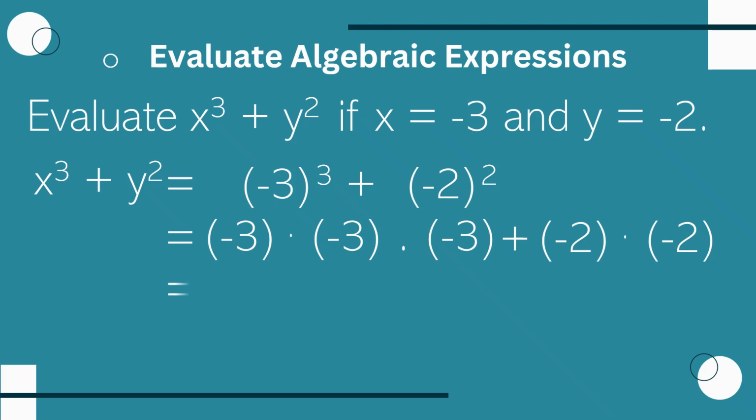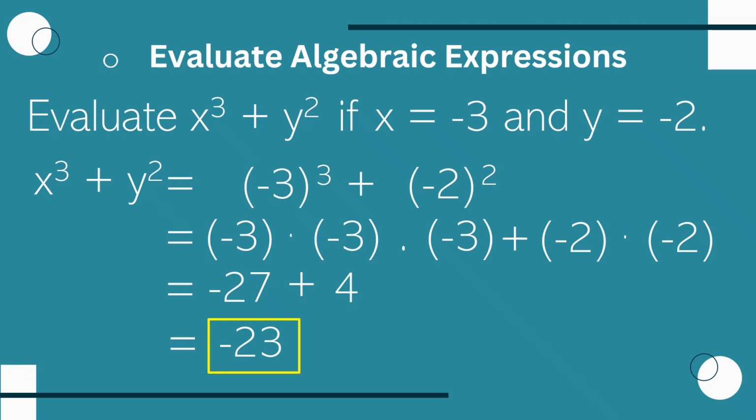So let's simplify. Negative 3 times negative 3 is equal to positive 9 times negative 3 is equal to negative 27 plus negative 2 times negative 2 is equal to positive 4. So negative 27 plus positive 4. So this is unlike signs. We're going to subtract the numbers, then copy the sign of the bigger number. So 27 minus 4 is equal to 23. And the sign of the bigger number is negative. So our answer is equal to negative 23. And this is the value of the expression x cubed plus y squared if x is equal to negative 3 and y is equal to negative 2.